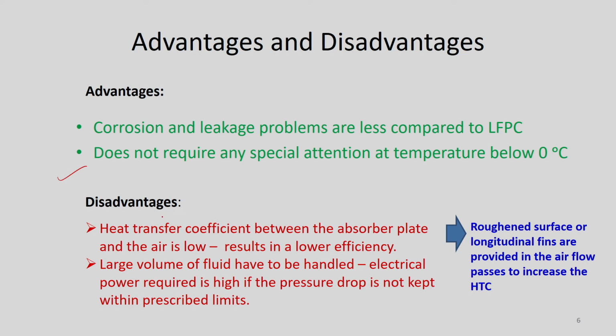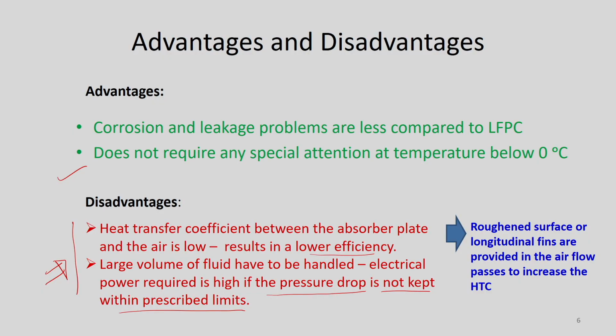And what are the disadvantages? The heat transfer coefficient between the absorber plate and the air is low, which results in lower efficiency. Okay. And in this case, a large volume of fluid has to be handled. Hence, the electrical power required is very high if the pressure drop is not kept within the prescribed limits. Okay. So, these two are very important aspects we need to look into as far as the design of a solar air heater is concerned.